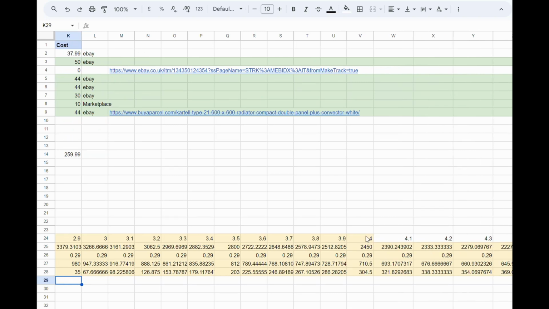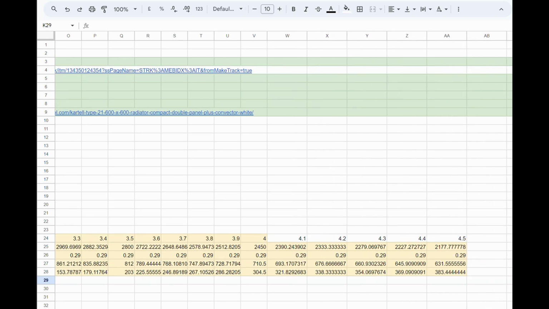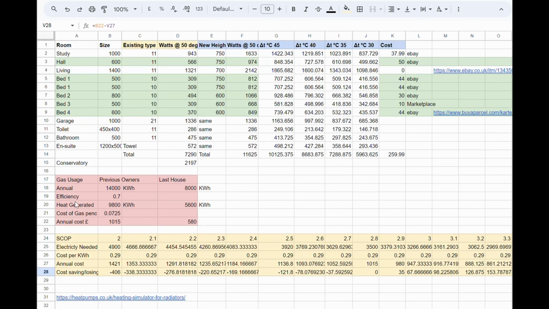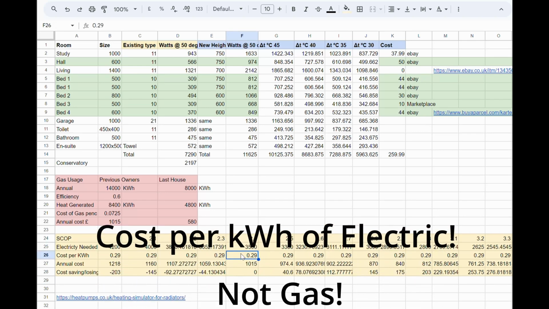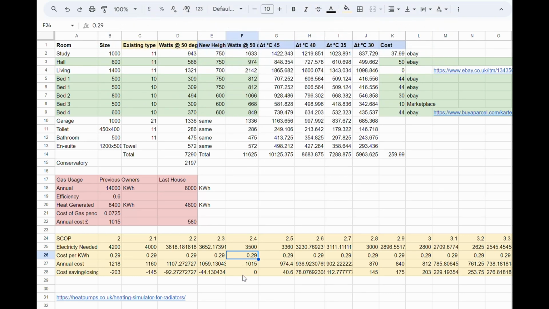I originally had only done it to a SCOP of 4, but my system's performing better than that, so I had to actually extend this. So I'm looking at the financial costs. If, for example, we get a SCOP of 4 over our annual bill, we'll be saving £304.50. If we then go back and say the efficiency is only 60%, then the break-even point is a SCOP of 2.4. You can see also in here the cost per kilowatt hour for gas is 29 pence. I think it's 28.8 pence for me.